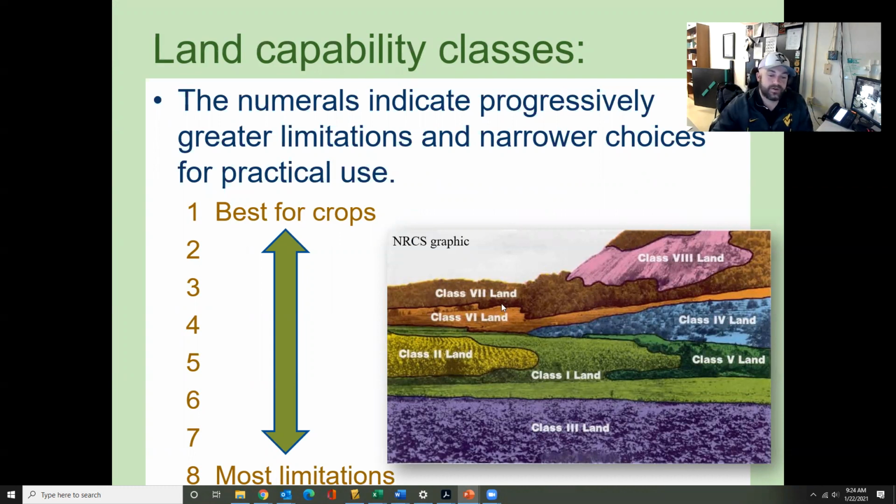So if we take a look here, we have some really nice crops in class 1 and class 2, with our grasslands over here at class 3. Then once you get up into more mountainous regions, you're not able to do as much with it. So that's typically going to be a class 8.